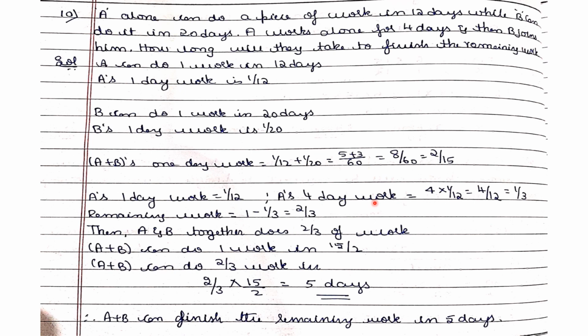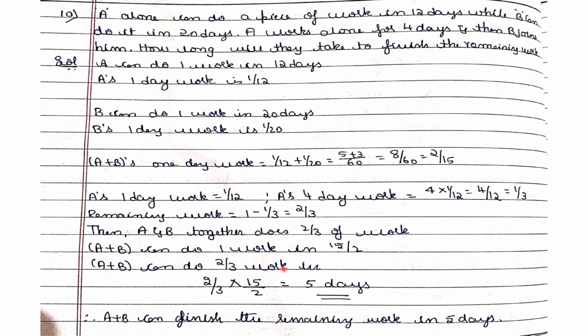Always when you are taking the total work within one day's work, whatever is there, take this as inverse. So here you have 2 by 15, so this has been taken as 15 by 2, just the inverse value, so be careful. So here the overall work is 15 by 2, and the one day work is taken as 2 by 15.